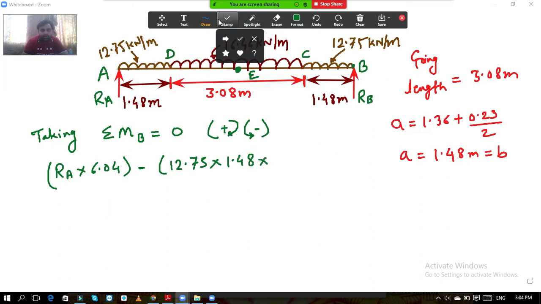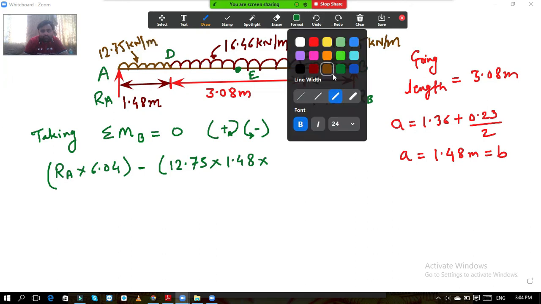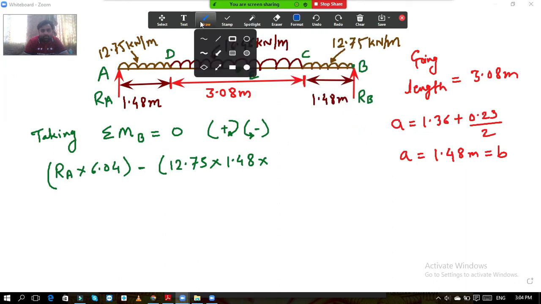Now this UDL is converted into the point load. And now see the distance. What is the distance from point B? That is the important thing. This UDL will act somewhere over here. If this is converted into the point load, then it will act somewhere here, at the center of this.